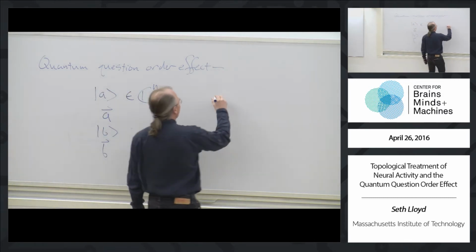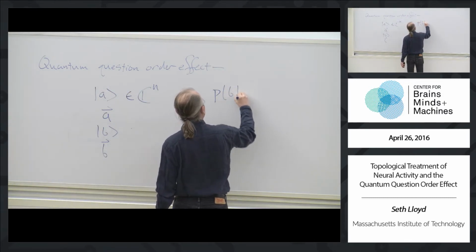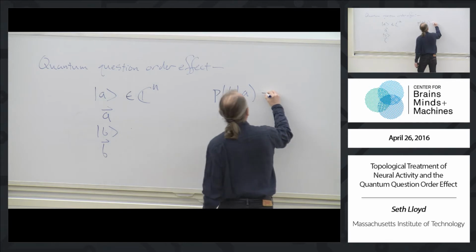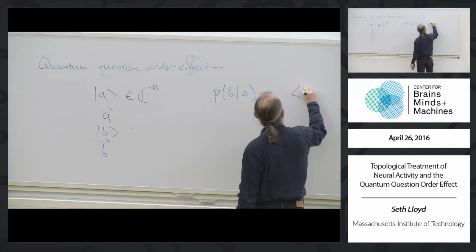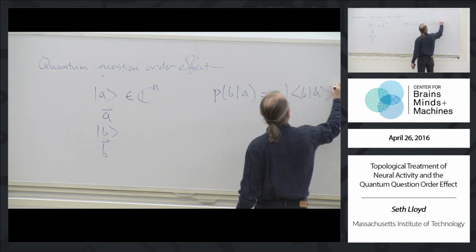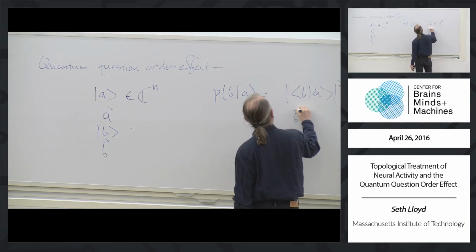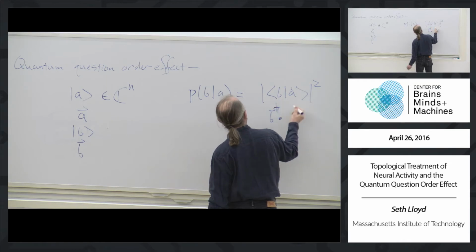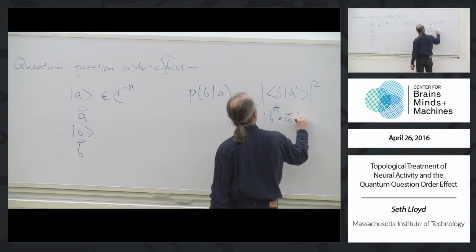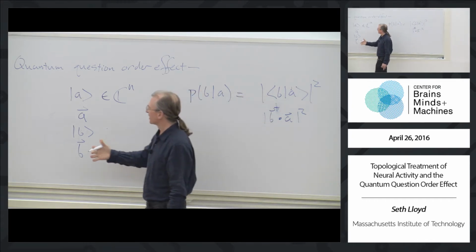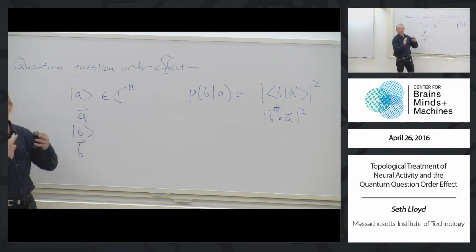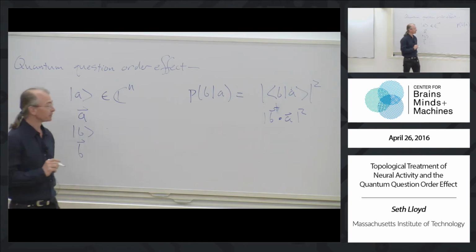Now, in quantum mechanics, the probability that I get B for the second question, given that I got A for the first question, is equal to the following thing. I'll write it in fancy form here. All it is really is B transpose complex conjugate dot A, quantity squared. So these states correspond to vectors, and conditional probabilities correspond to the inner product of these vectors squared. All right?